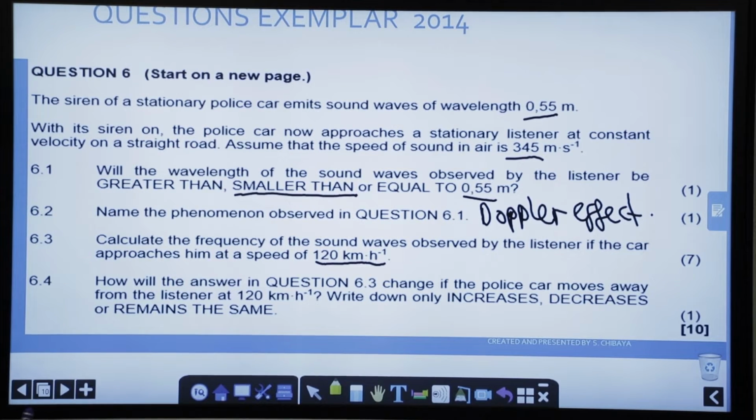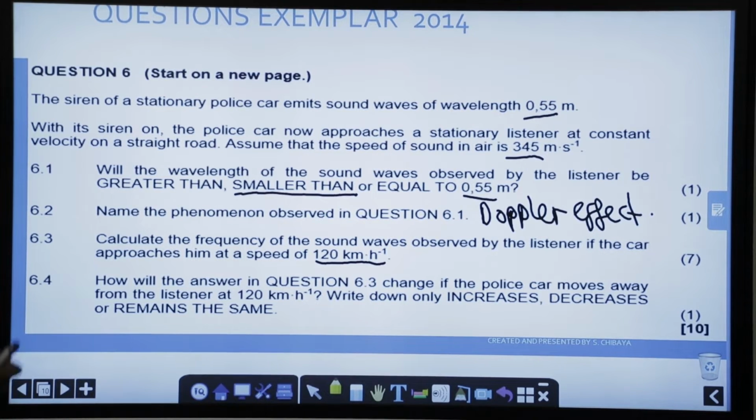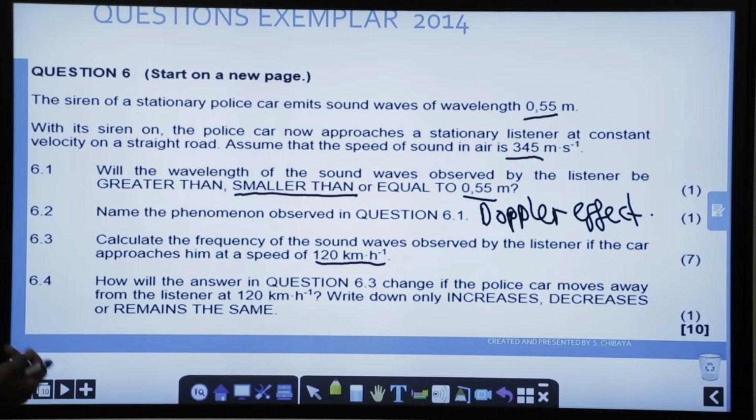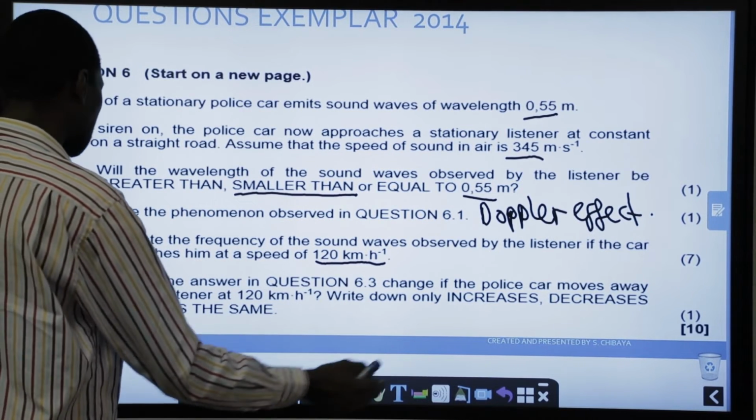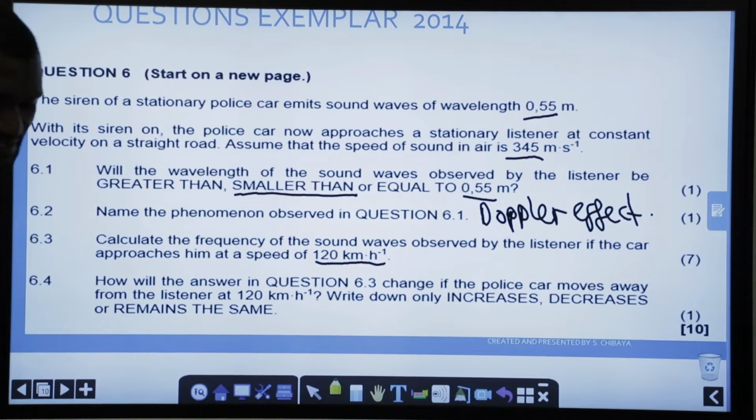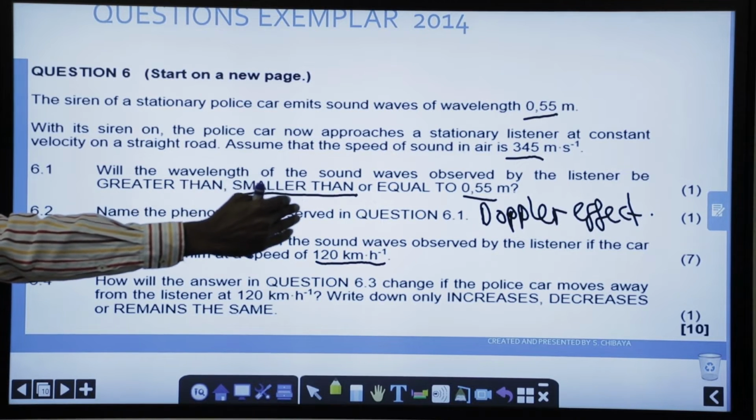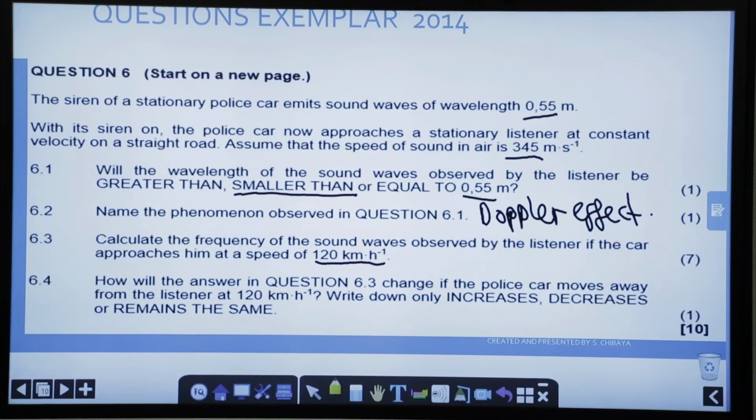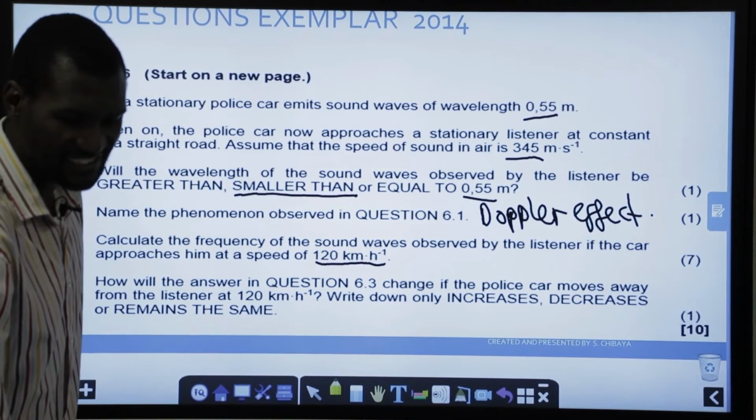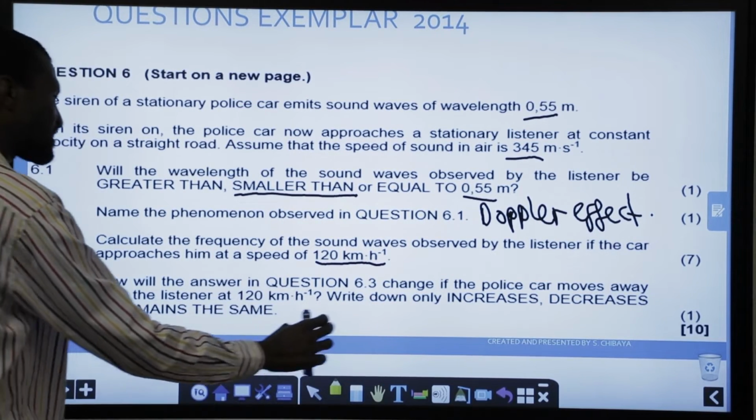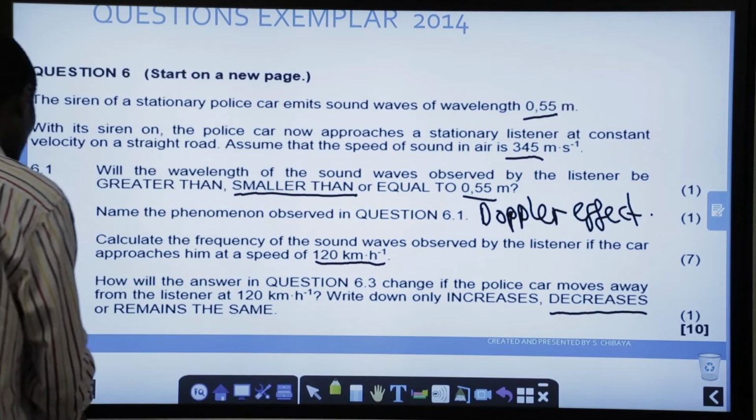6.4. How will the answer in question 6.3 change if the police car now moves away from the listener at 120 kilometers per hour, the same speed? Write down only increase, decrease, or remains the same. Let's think about it. Now it's moving away. Go back to your diagram where we talked about approaching or moving away. What do you think is going to happen now to the frequency observed by the listener? If it's moving away, well done. Obviously, the frequency observed by the listener is going to decrease. It's going to be less. All right, there's a decrease in the frequency.